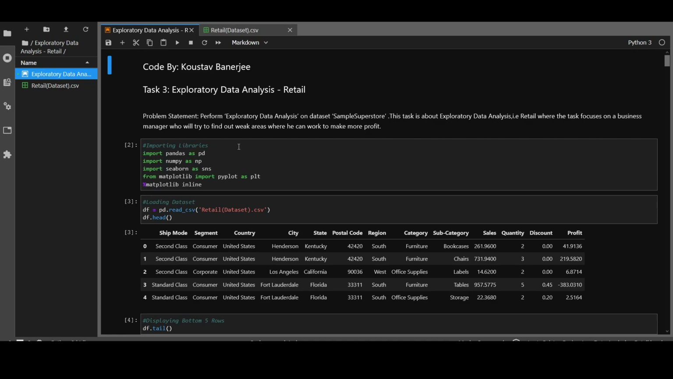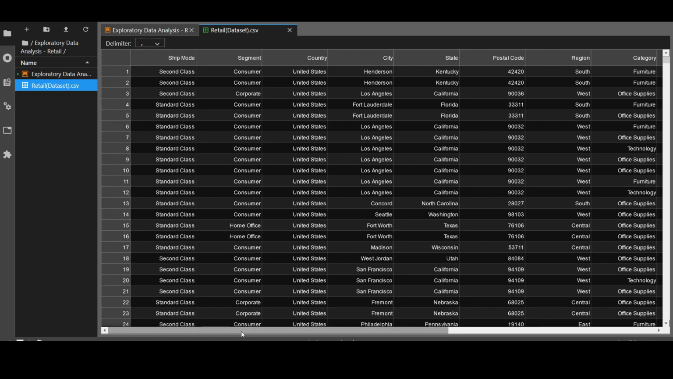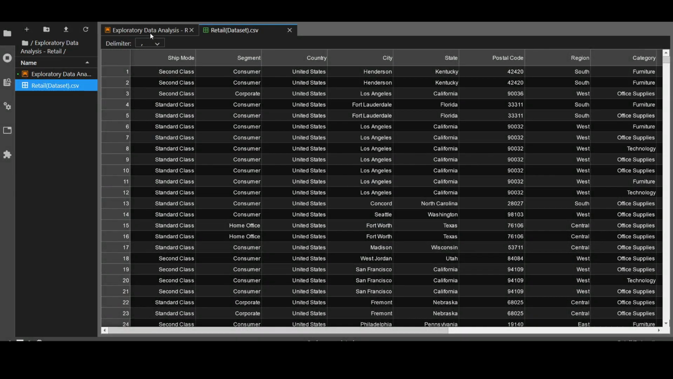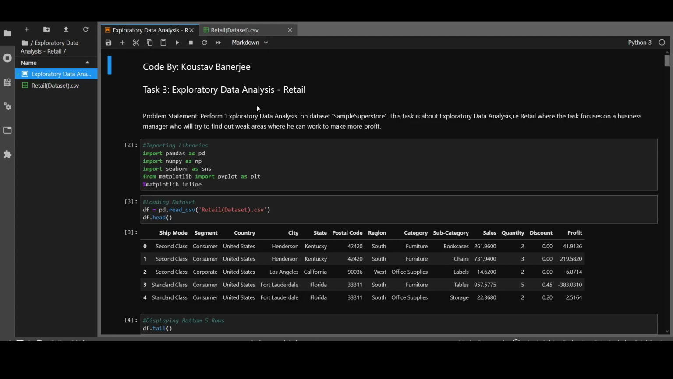The main objective of this task is to do an EDA, that is exploratory data analysis, of this retail dataset. And I'm showing you the dataset. This is the dataset, as you can see. I can show you this data. I'm using this Jupyter Lab IDE, so that's why I can show you like this.